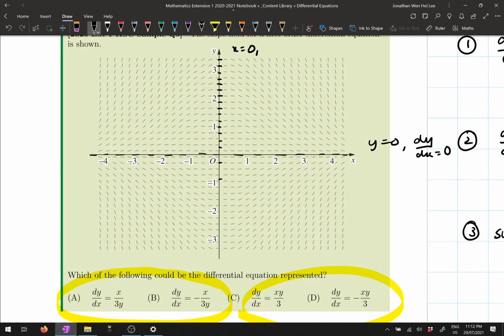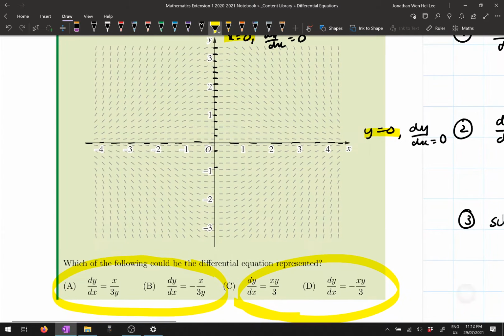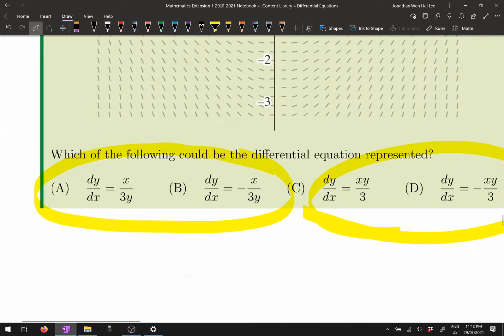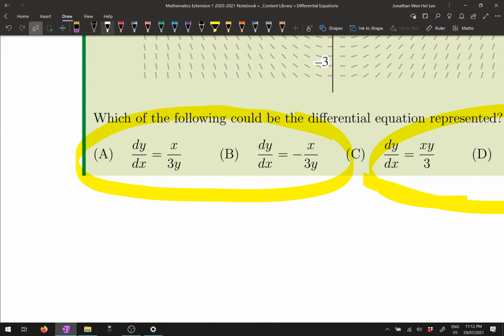So x is equal to 0, dy on dx is equal to 0. So what I can do here is sub in y is equal to 0 and x is equal to 0, and if it gives me 0 in my differential equation, then that works out. Now immediately, that means I can eliminate one of these. For the first two, if I sub in y is equal to 0 into either one of these, you get x over 0, and that is just undefined.